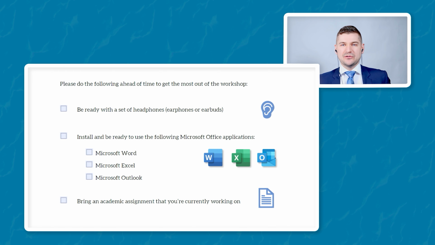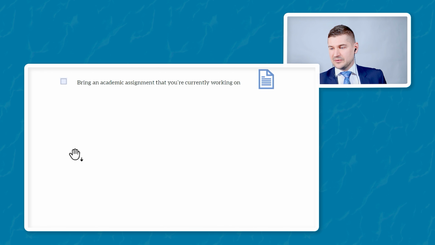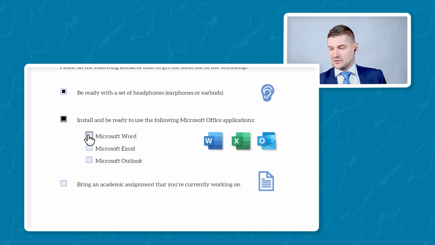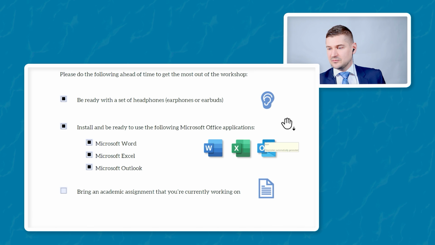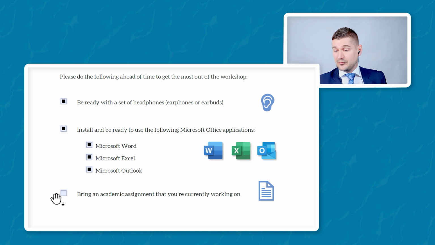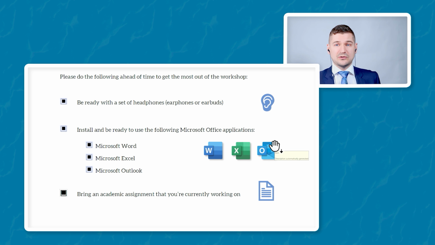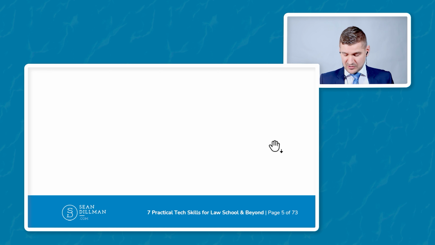Prerequisites. So these are things I'm going to want you to do ahead of time before the workshop. So right now you can push pause. I want you to have a set of earphones or earbuds, like the ones that I'm wearing, or a set like this, headphones, that's fine. I need you to install some software. So I need you to have Microsoft Word, Excel, and Outlook running on your computer. And bring an academic assignment of your choice, something that you're working on so that we can actually use it as part of the demonstration.